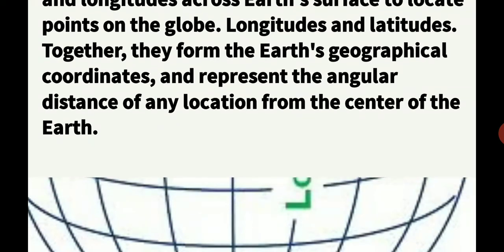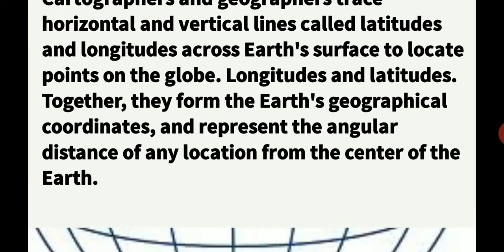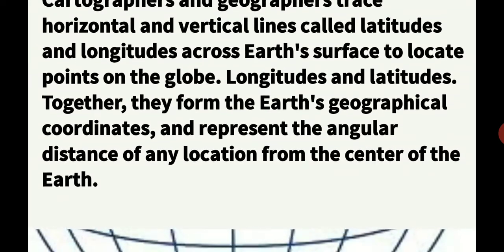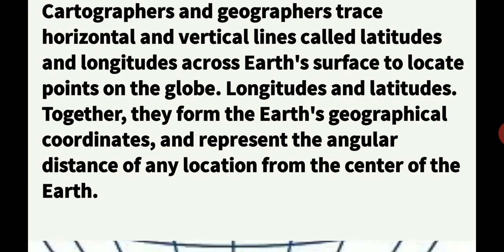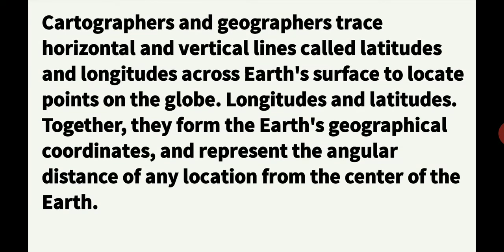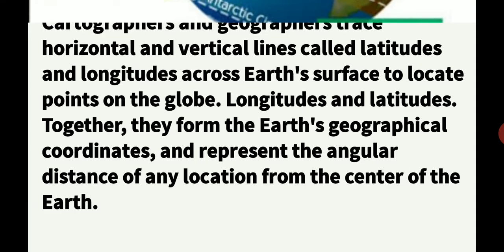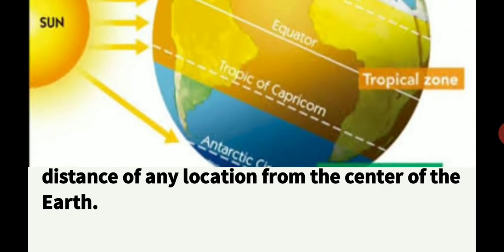Now see this, cartographers and geographers trace horizontal and vertical lines called the latitudes and longitudes across earth's surface to locate points on the globe. Longitudes and latitudes together form the earth's geographical coordinates and represent the angular distance of any location from the center of the earth. So this is what the latitudes and the longitudes are. So let us see the heat zones.